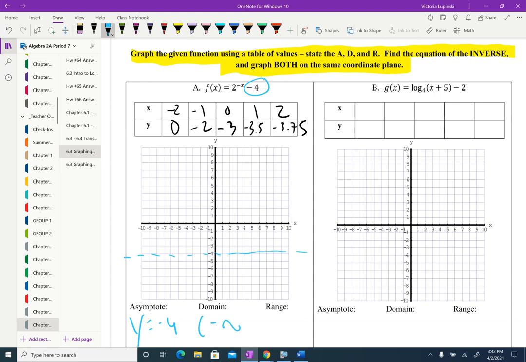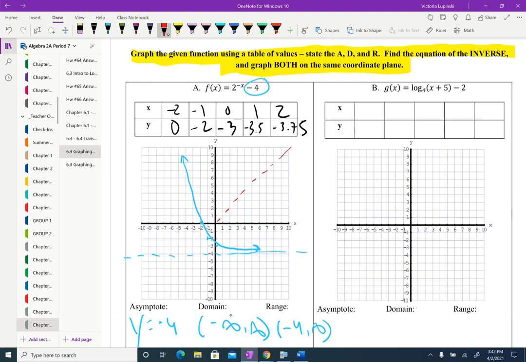The domain is always, always, always all real numbers. The range, I'm usually going to wait until I draw the picture. If I go ahead and sketch some points, so (-2, 0), (-1, -2), (0, -3), and then getting smaller. So I'm going to go ahead and graph it like this. I can see that the range here is above the asymptote, so that's how I know that it's negative 4 to infinity.